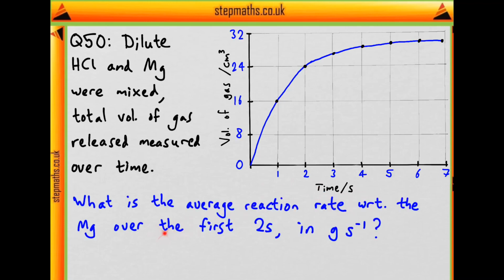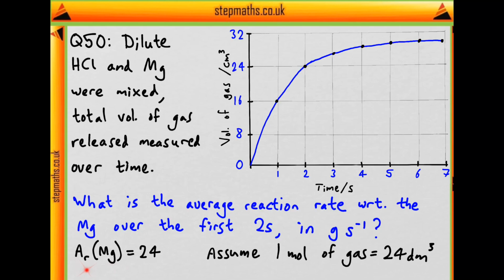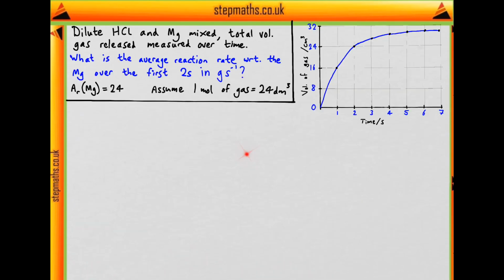We're then asked, what is the average reaction rate with respect to the magnesium over the first 2 seconds in grams per second? And we're given some information, that's the relative atomic mass of magnesium and the volume of 1 mole of gas. So where to begin? Why don't we start by writing an equation for the reaction that's happening? Can you figure out what it is?